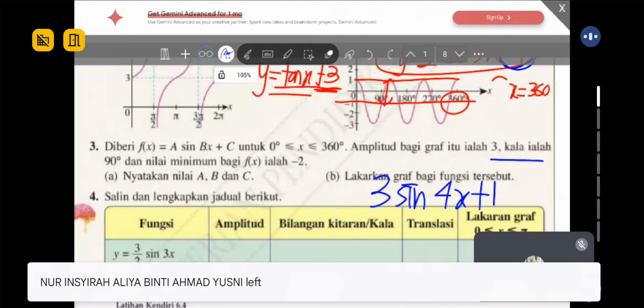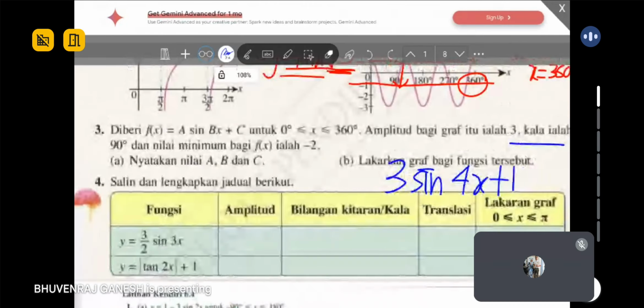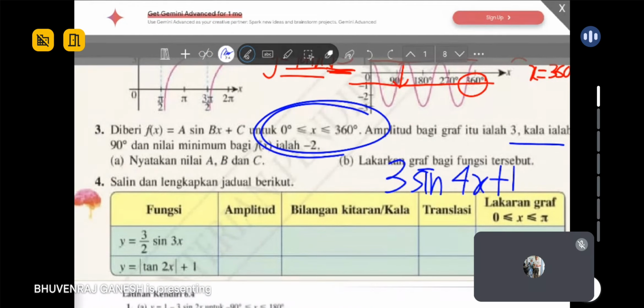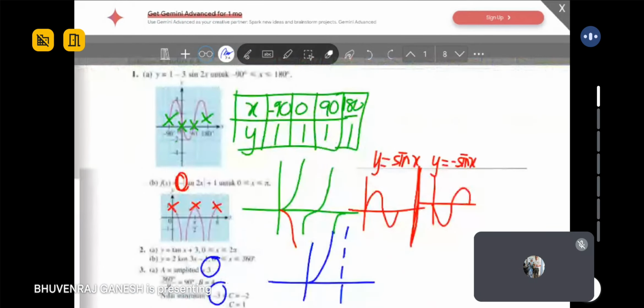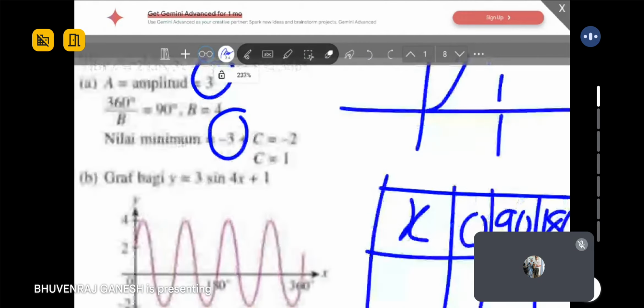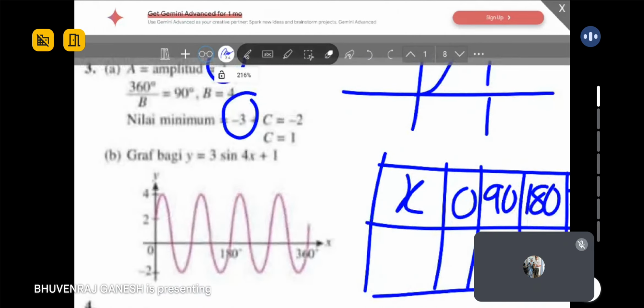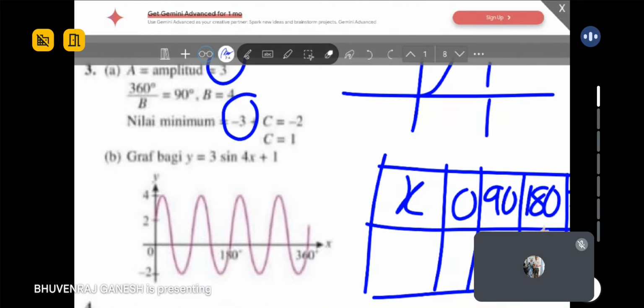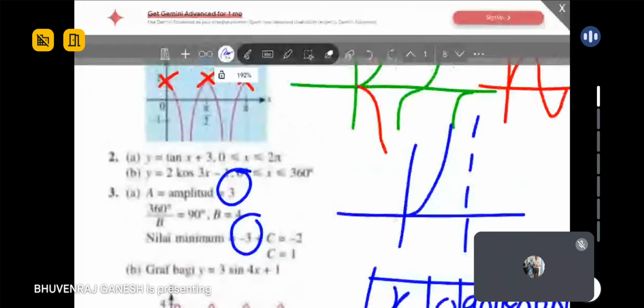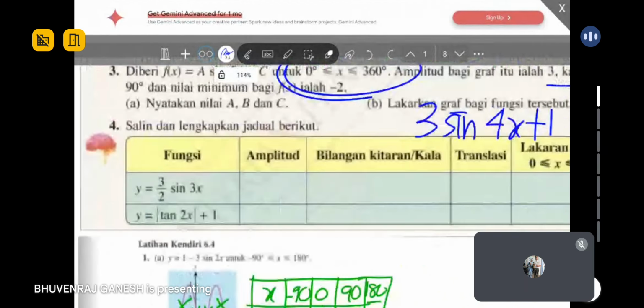Example, this question. Oh yes, they give you the range. This one. Ini adalah julat dia. So you must follow. Do you guys understand how to get the answer? Boleh kan? Are you clear? How to sketch the graph? Clear? Okay, so continue. Pergi lagi. Next one.